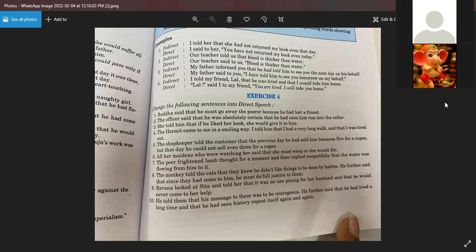Right? This is just a mind teaser for you, because I know that you can easily change direct into indirect. So I just wanted to see whether you will be able to change these indirect ones to direct. I know that you will be able to do it, because we have had enough practice. So this is all for today, and in the next class we will have further revision.